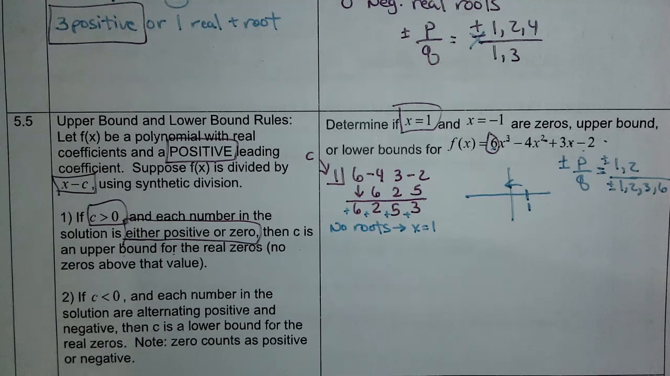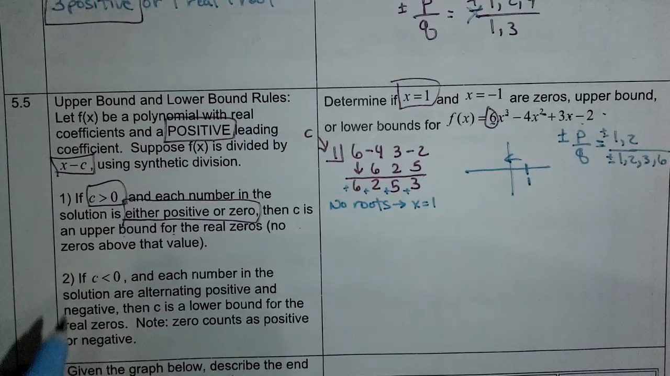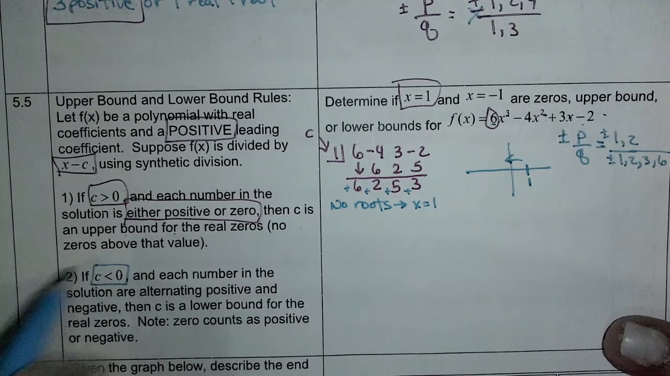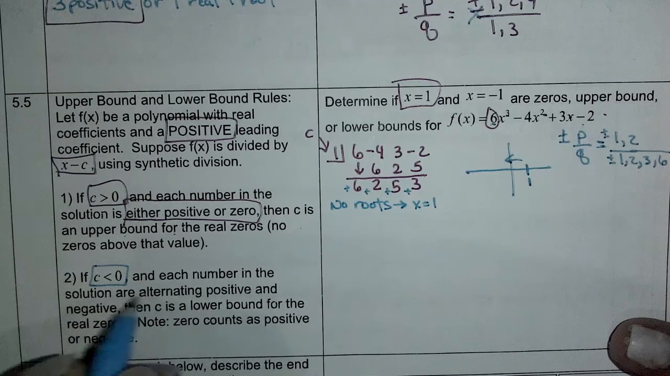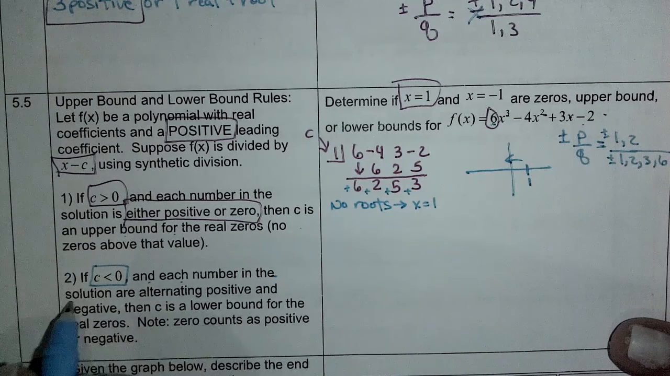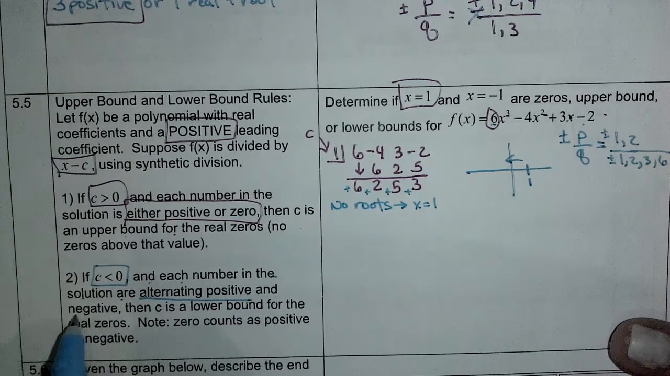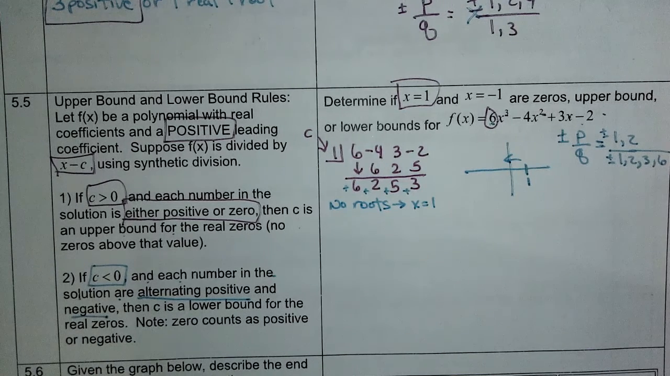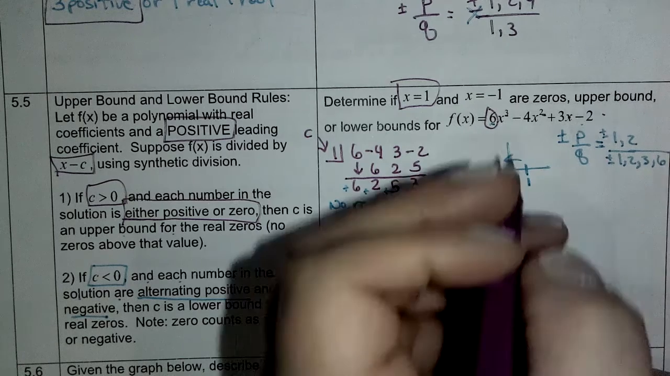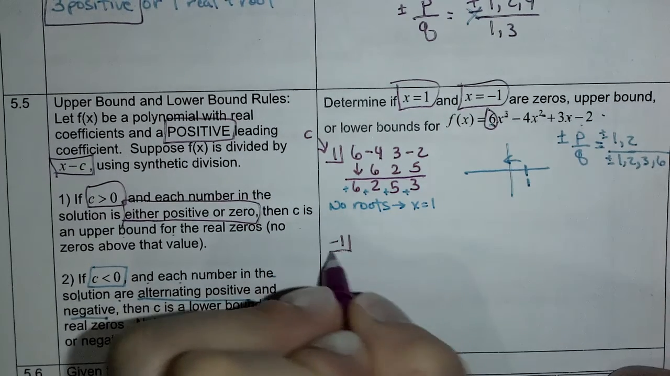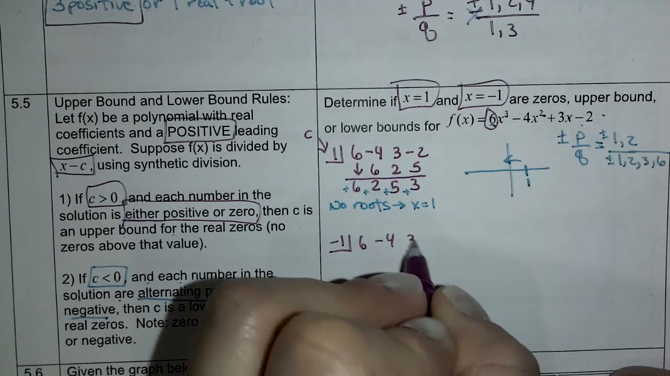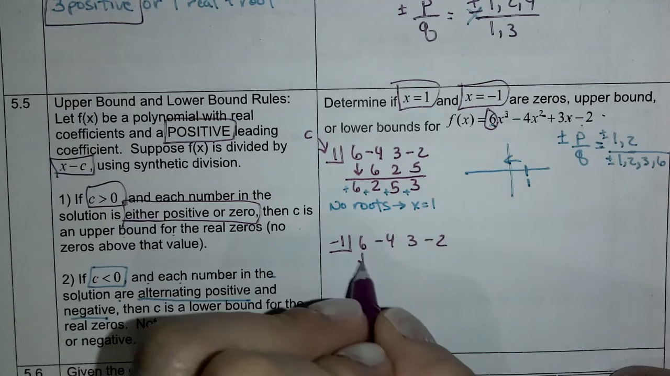Now let's look at the lower bound. The lower bound says essentially the same thing. If we're dividing by a negative number, and each number in the solution alternates positive and negative, where 0 can be either, then it is a lower bound. So let's do the same thing. Let's take this same polynomial, but divide by negative 1. So 6, negative 4, 3, and negative 2.